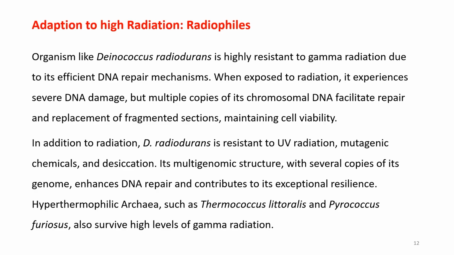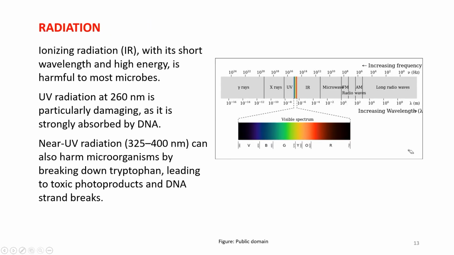In addition to radiation, Deinococcus radiodurans is resistant to UV radiation, mutagenic chemicals, and desiccation. Its multigenomic structure with several copies of its genome enhances DNA repair and contributes to its exceptional resilience. Hyperthermophilic archaea such as Thermococcus litoralis and Pyrococcus furiosus also survive high levels of gamma radiation.